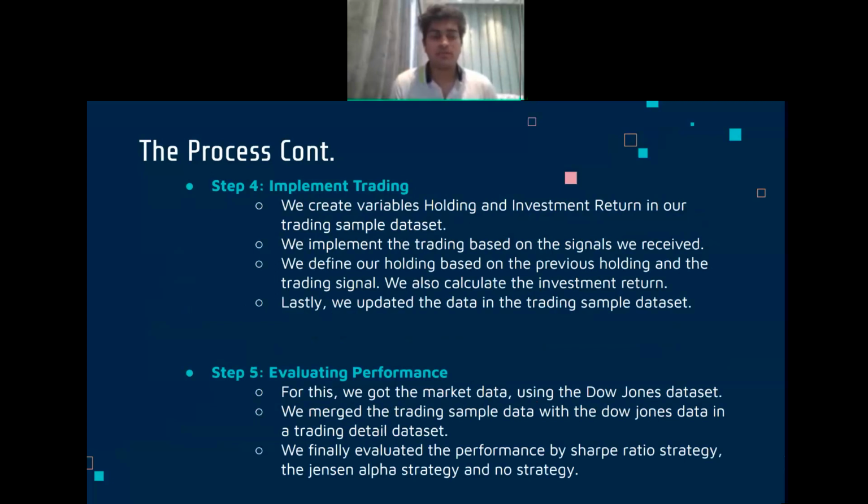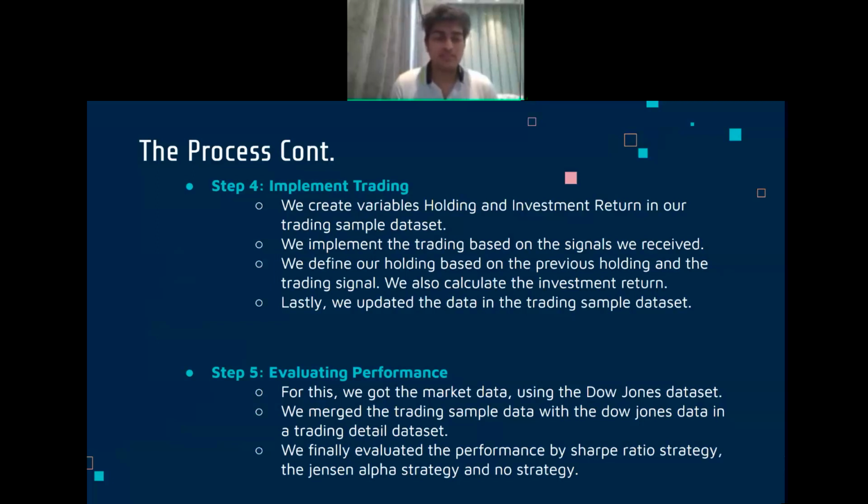we actually implemented our trading strategy. So then we defined the system to actually basically operate on the signals that it had received. So if our previous holding was 0 and then it received a buy signal, our holding would turn to 1. And then we also calculated the return based on what we were selling and what we were buying. So we were defining our holding based on the previous holding and the trading signal. We also calculated the investment rate. So lastly, we updated the data in the trading sample data set.